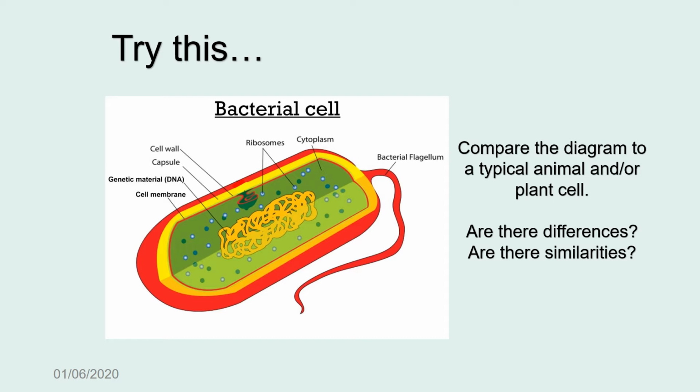Okay, so you might have said for some of the differences, the bacterial cell has a flagellum, it's got a capsule going around the outside, and its genetic material is just found in the cytoplasm. Similarities, you've got ribosomes, cytoplasm, cell membrane, cell wall if you're comparing it to plant cells. You might have also said the names of the types of cells. The bacterial cell is a prokaryotic cell and the plant and animal cells are eukaryotic.